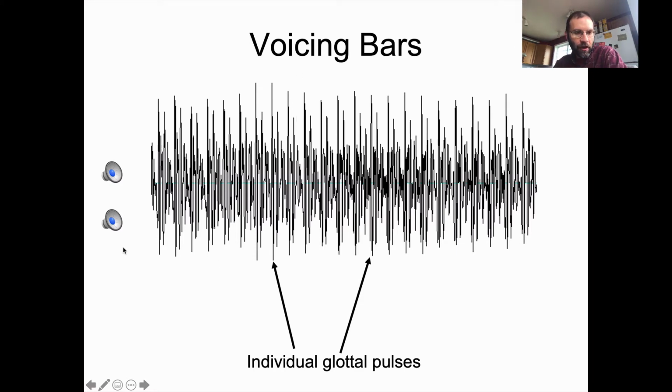This is me doing the same vowel with creaky voice. And because I'm doing that at such a low frequency, a low F0, you can start to get a sense of what the individual glottal pulses sound like.